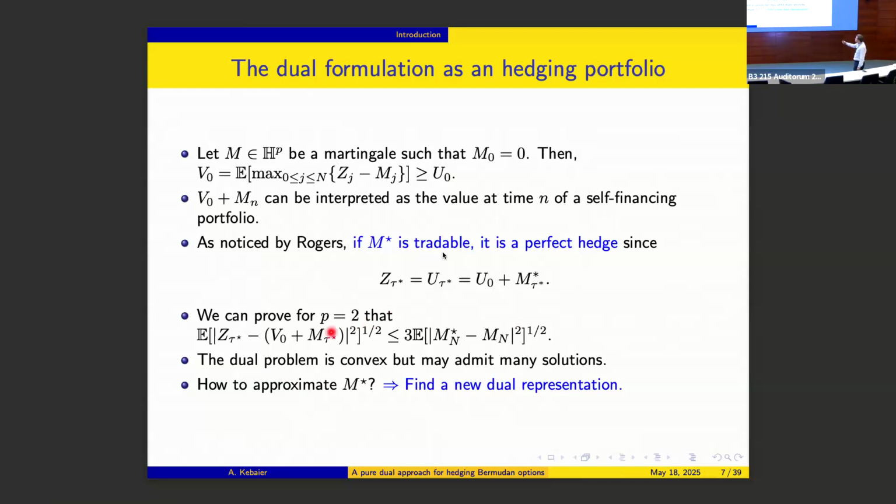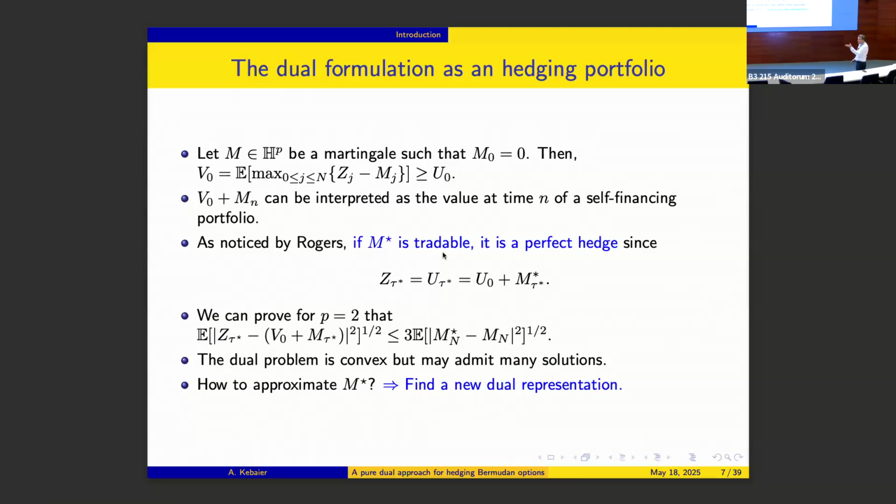And here we provide a very tiny observation: if we now don't know the M star, and if I choose any other naive martingale, the error I'm making between the optimal payoff at the optimal exercise time and my hedging portfolio, the L2 error, is controlled by the L2 error between your choice of martingale and the optimal martingale. So this is one first observation. So the dual problem is convex.